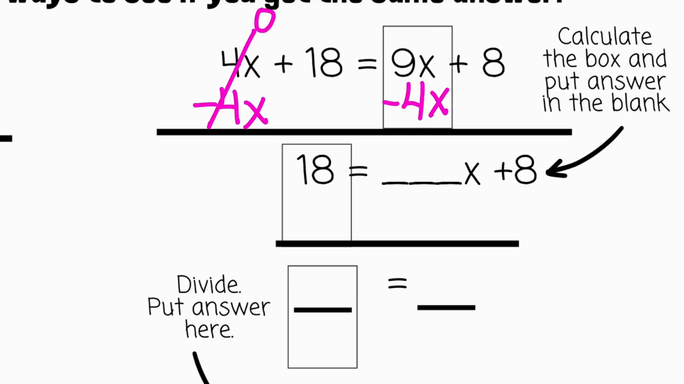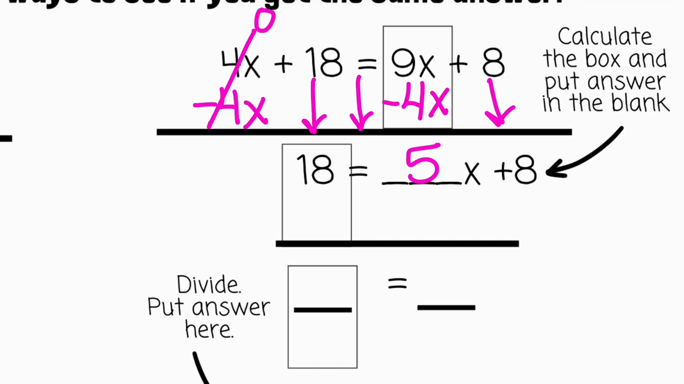4x minus 4x is 0. All right, bring everything down in order. So the positive 18 comes first, then the equals. Now I get to my box. 9x minus 4x gives me 5x. And then bring down the plus 8.